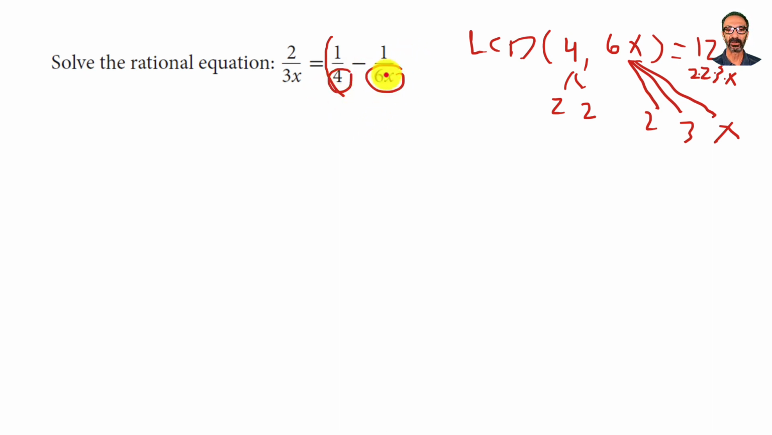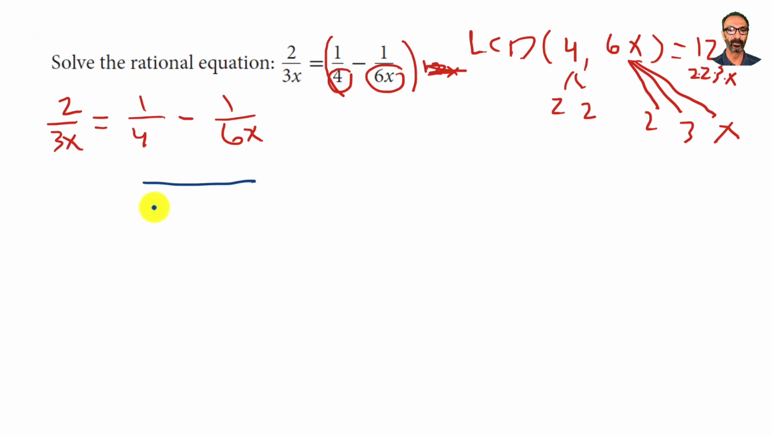There's different ways of doing it. I could multiply this by 12x and get rid of the denominators, but let's not do that. Let's do the following. I have 2 over 3x on the left, and I have 1 over 4 minus 1 over 6x on the right side, to have a common denominator right here, which is agreed on to be 12x on the right side, right here.